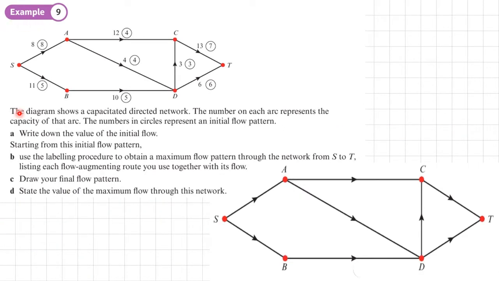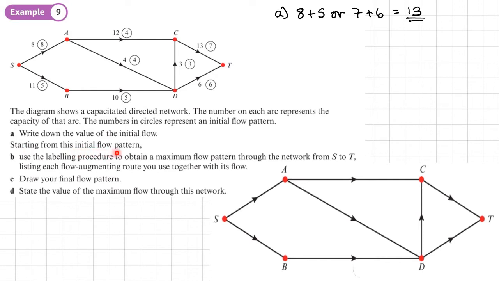Example 9. The diagram shows a capacitated directed network. The number on each arc represents the capacity of that arc. The numbers in the circles represent an initial flow pattern. Part A, write down the value of this initial flow. So by either using the source or the sink, 8 plus 5, or we could do 7 plus 6, whichever one we do, we can see that we've got an initial flow of 13, and I guess in this question we want to try and improve that flow.